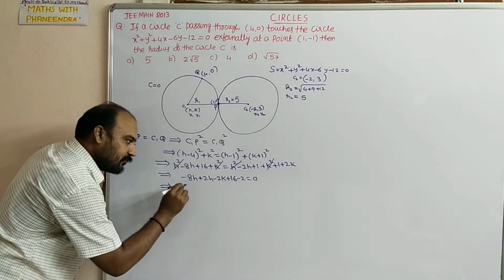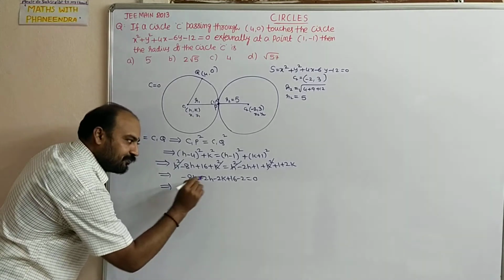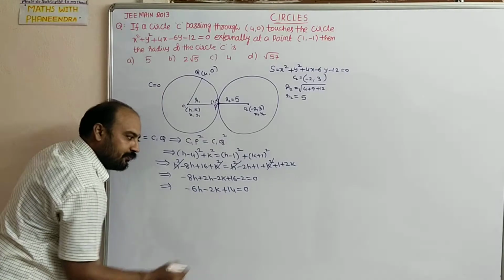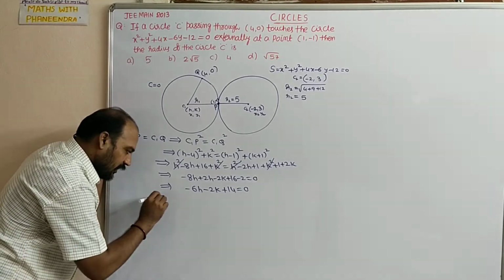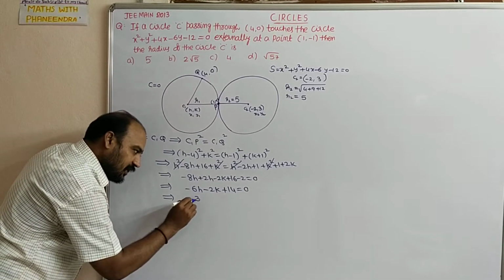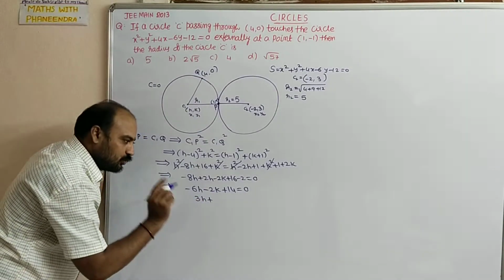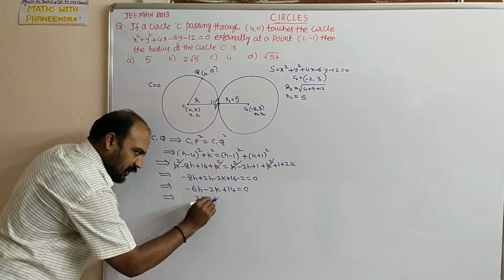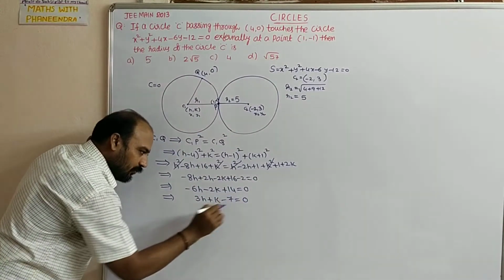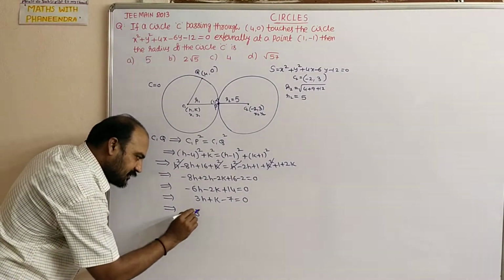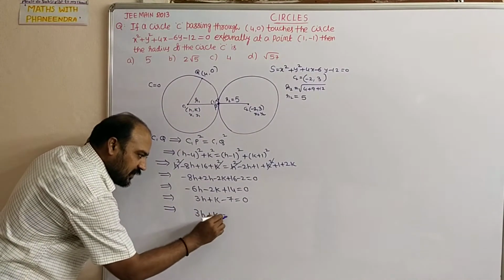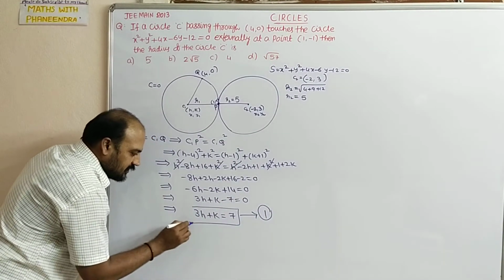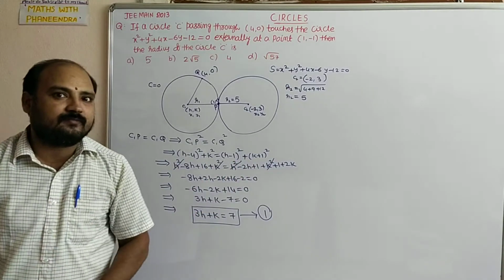So that implies minus 8h minus 6h minus 2k plus 14 equal to 0. Throughout dividing by 2, it will become 3h, dividing by minus 2, including minus, 3h plus k minus 7 equal to 0. So that implies 3h plus k is equal to 7. Keep that as equation number 1. This step we will use in the coming steps.